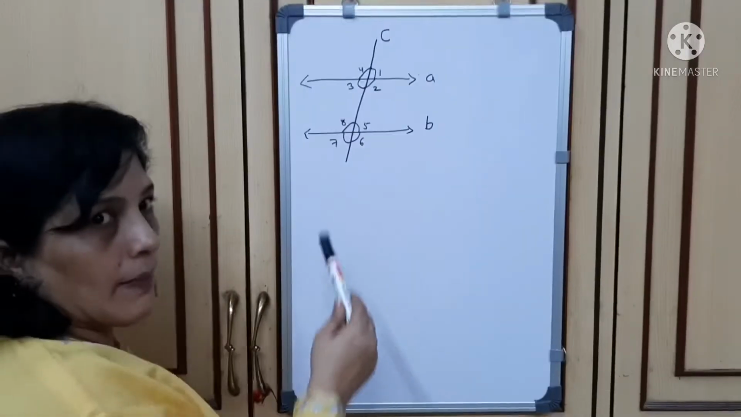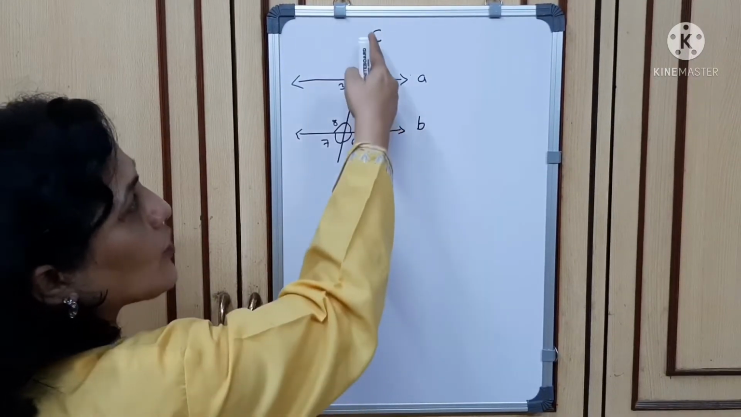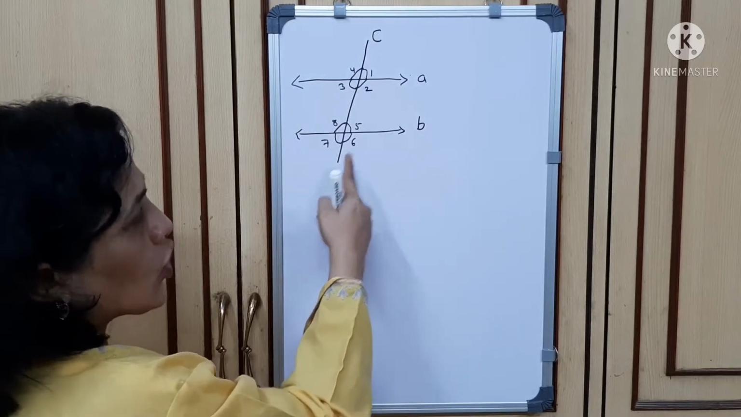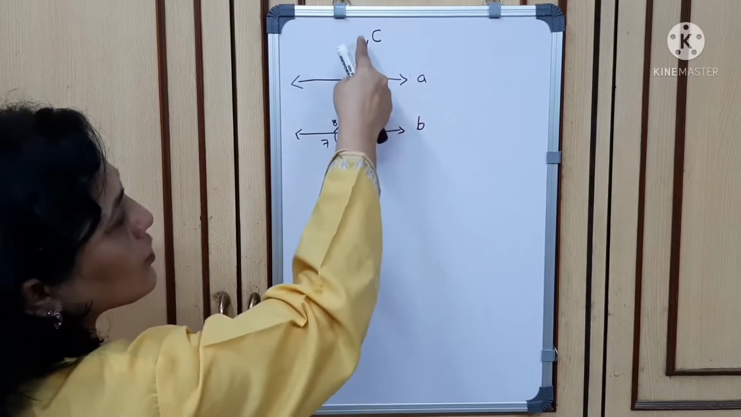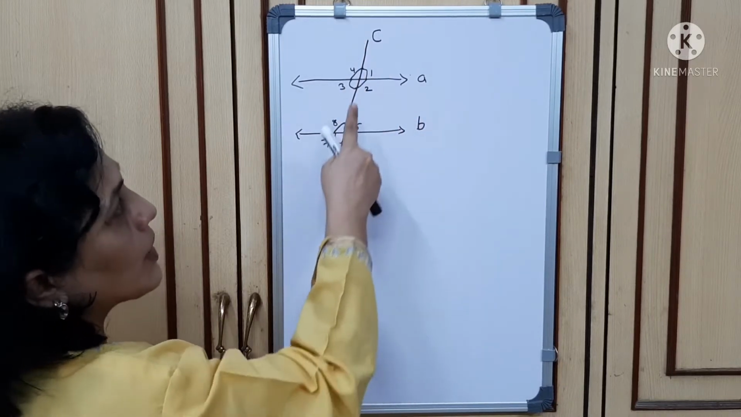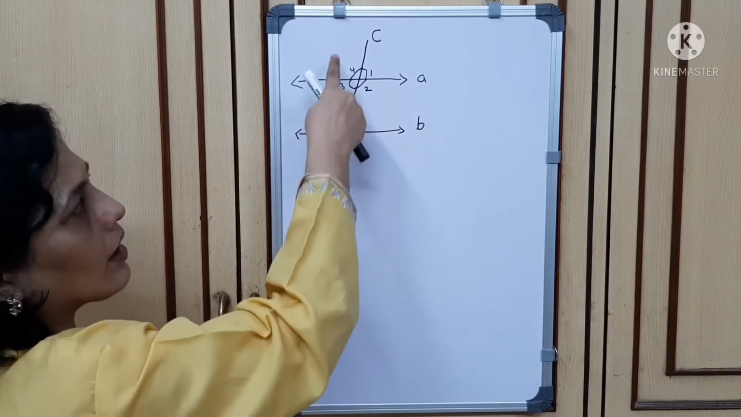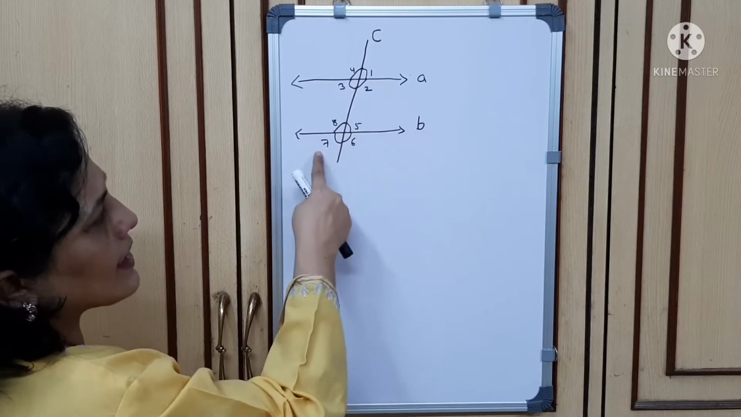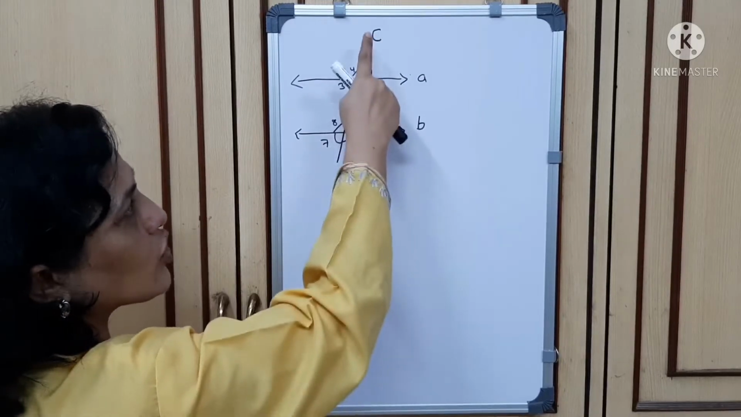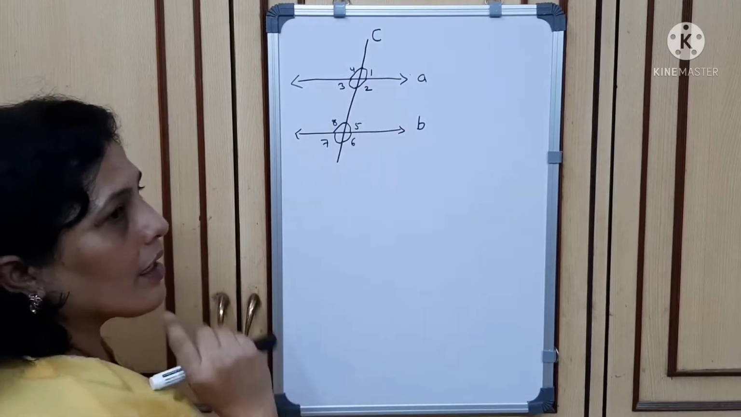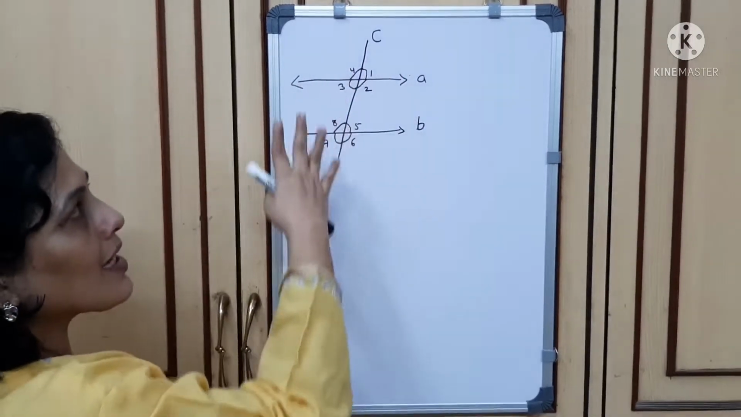So today we will learn about the angles on parallel lines when a transversal passes through them. When we have two parallel lines, line A and line B, we will let a transversal C pass through them. And we will get 8 angles: angle 1, angle 2, angle 3, 4, 5, 6, 7 and 8. So these are the 8 angles that we will get when a transversal passes through two parallel lines. Now we will learn how these angles are connected and what they are called.